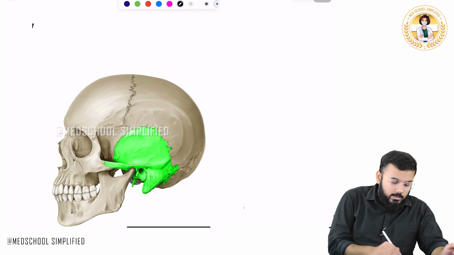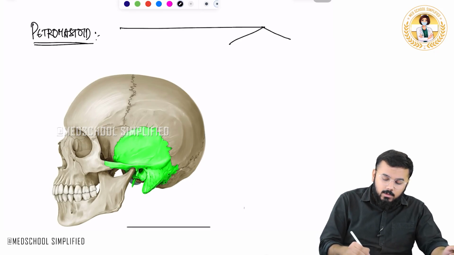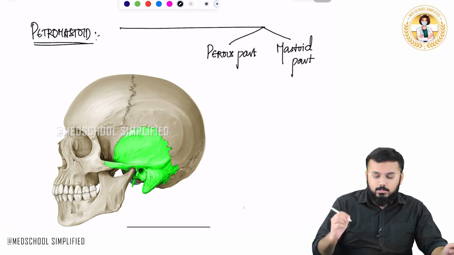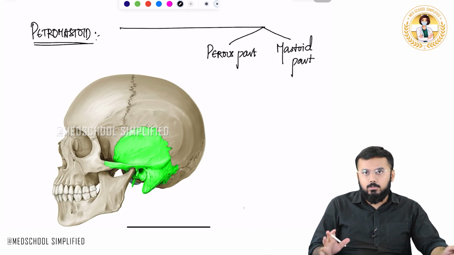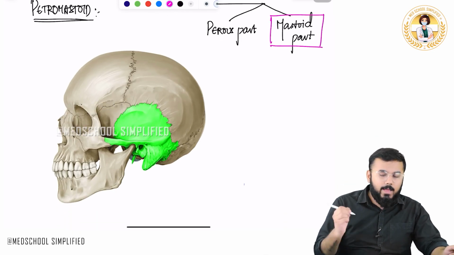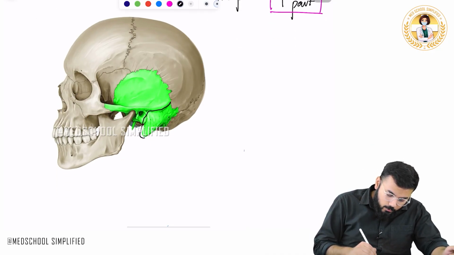So this part over here is your petromastoid part. Now why are you calling it petromastoid? Because it has two parts. One is called the petrous part, and the other is called the mastoid part. Now when it comes to the mastoid part, what is the mastoid part here? See, this entire bone which you can see is called your petromastoid.